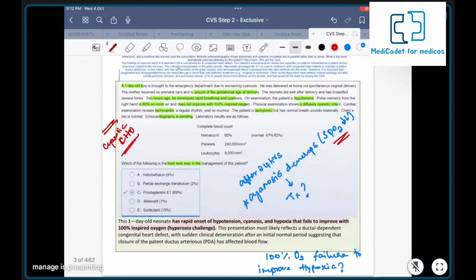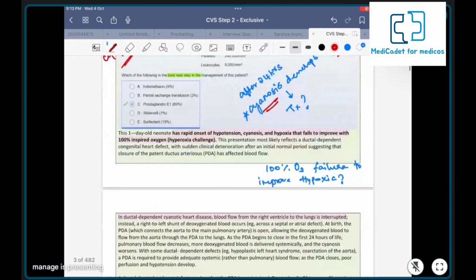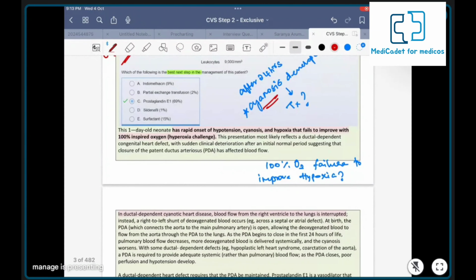Usually the question stem will be like a baby who is born normally, no cyanosis, but in 24 hours they develop cyanosis. And this cyanosis will not improve with O2. I want to give a side note here: can you tell me what are the conditions which do not improve with 100% oxygen? The hypoxia which will not improve with 100% oxygen.